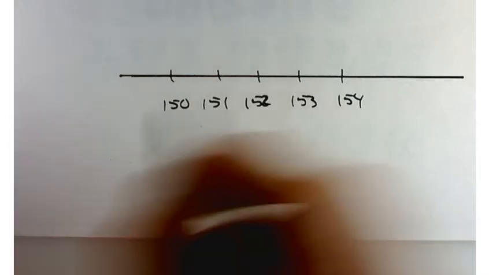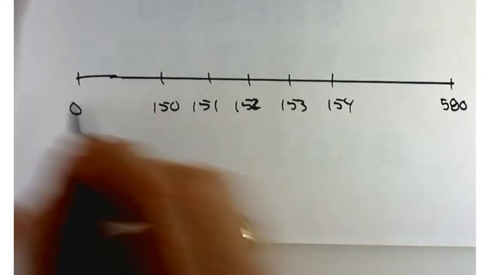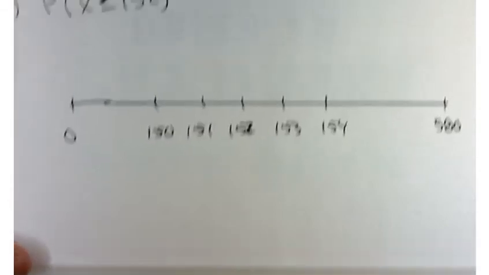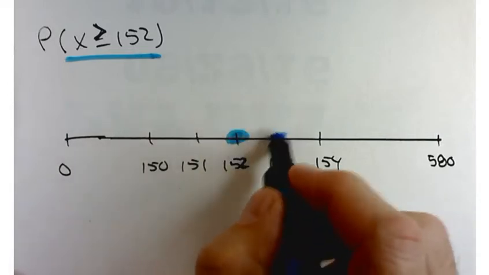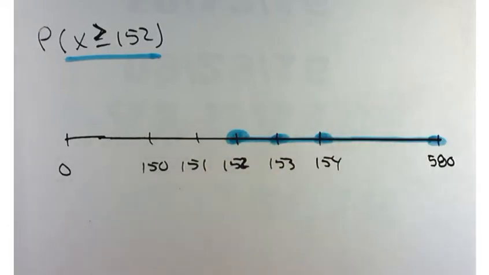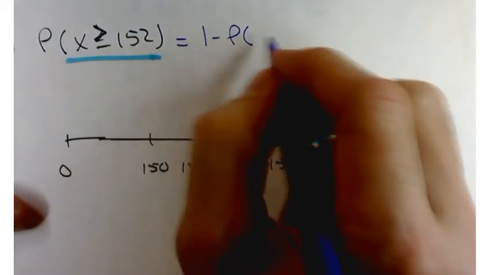So there's a lot more. They go all the way out to 580 on one end and 0 on the other end. But the probability I'm being asked to calculate is the probability that x is greater than or equal to 152. So that's going to start at 152 and move out this way, everything to the right. Well, there'd be a lot of calculation. Remember, we can calculate things using the complementation rule. So that would be the probability of 1 minus this.